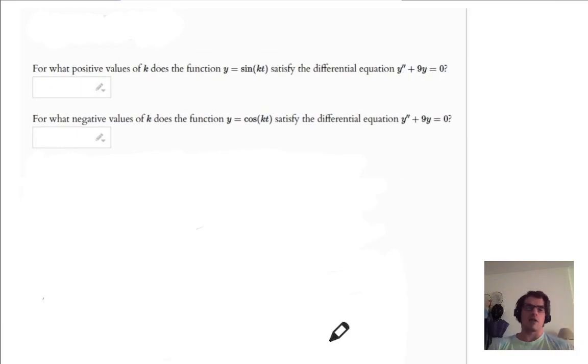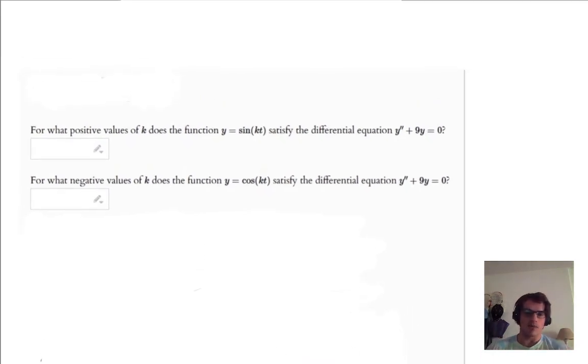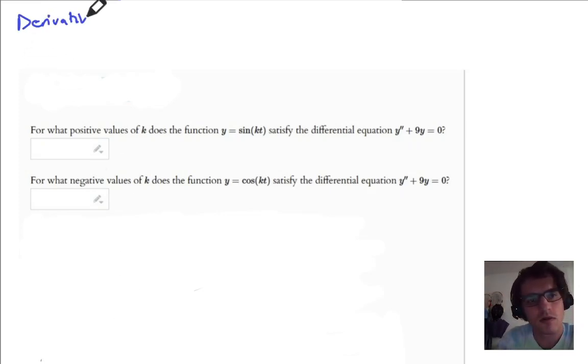Okay, and now continuing from that last problem, for what positive values of k does the function y equals sine of kt satisfy the differential equation y double prime plus 9y equals 0? Okay, at this point in the class, you haven't learned any methods really for solving differential equations. So we could call this the derivative plug-in method at this point.